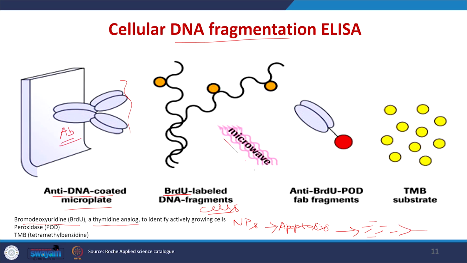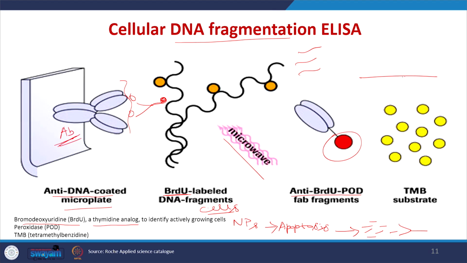Once you do the microwave, it will convert the double stranded DNA into single stranded small DNA fragments, and we already have this antibody on the microplate, and this DNA will attach to the antibody. Then we have to add another antibody, that is the anti-BrdU antibody, which has an enzyme called peroxidase, POD, and this will bind to your DNA. So, as I told earlier, this is a sandwich ELISA.